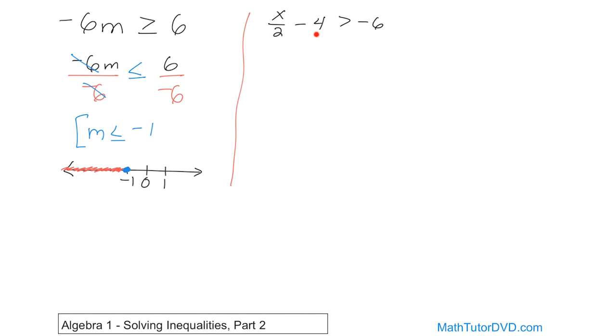So this -4 is the first problem. We need to add 4 to both sides. So if I add 4 to the left, the -4 would disappear. I'll just be having x over 2. I'll have a greater than, and then I will have -6 plus 4. So basically I add 4 to the left, so this drops away, add 4 to the right, and this is what I get. So on the left, I have x over 2 greater than -2 when I add the items on the left. Now, how do I get rid of this 2 on the bottom?